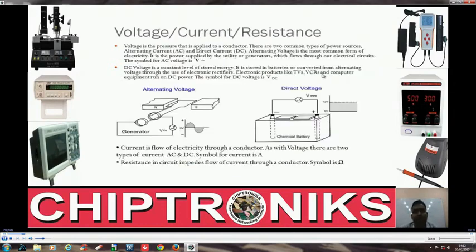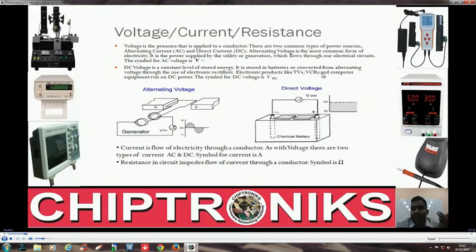Let's go to the next slide. As I discussed earlier, voltage is pressure that is applied to the conductor, and there are two types of voltages: AC voltages and DC voltages. AC is alternating voltage and DC is direct voltage. AC voltage means the direction will vary, whereas in direct voltage, the direction is fixed.